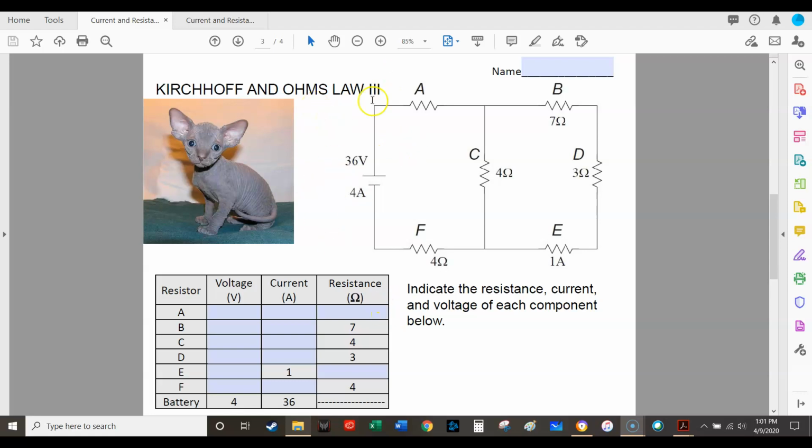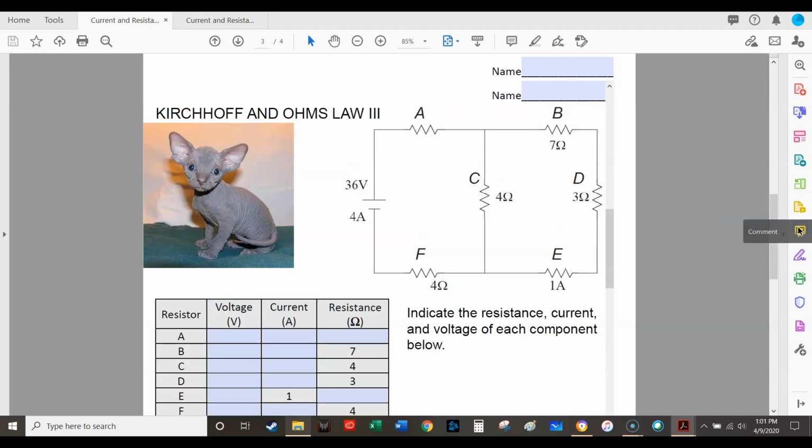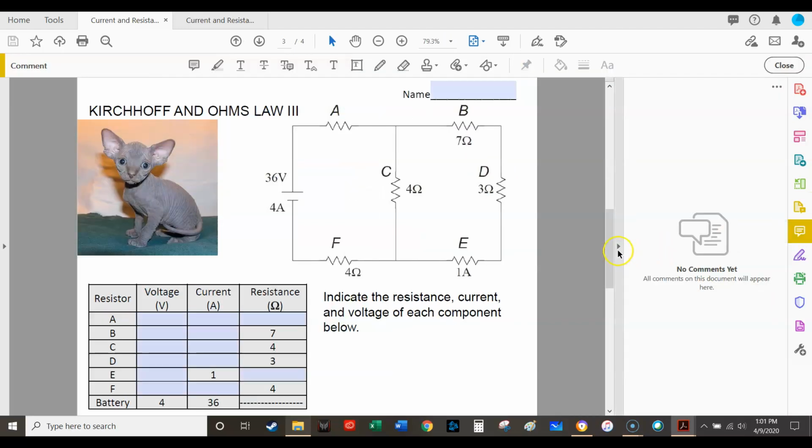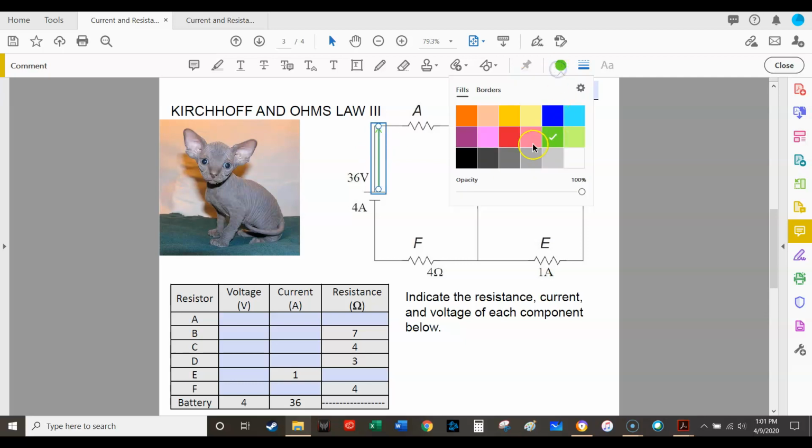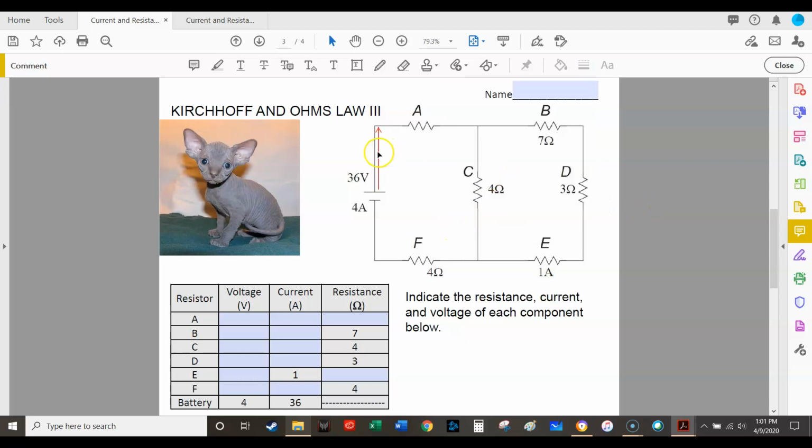Okay, let's go ahead and try it. So I'm going to go ahead to markup document. So by hitting the comment, then I'm going to put this arrow back. Right, so let's go ahead and start drawing some arrows. All right, this first one I'm going to draw, I'm going to use red to draw it. Okay, so this battery is producing a current, and that same current is going back into the system.